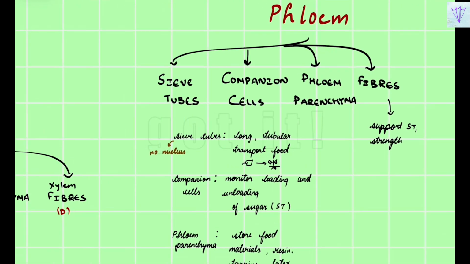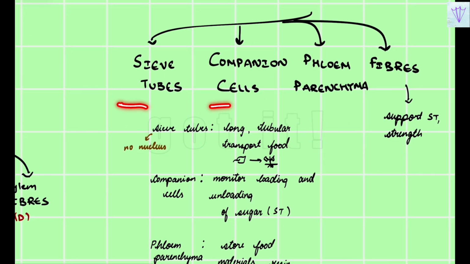In the phloem part, we will find the sieve tubes, companion cells, phloem parenchyma, and fibers. It is important to remember that only the fibers, that is the phloem fibers, are not living and the rest are all living in phloem, which is quite opposite to what happens in the xylem part.